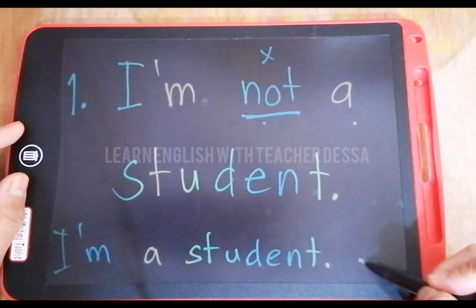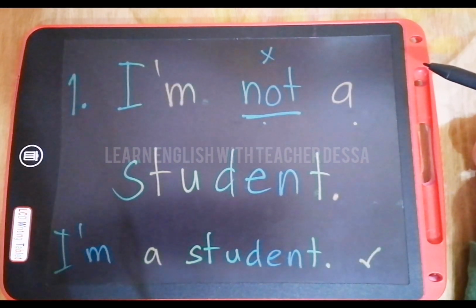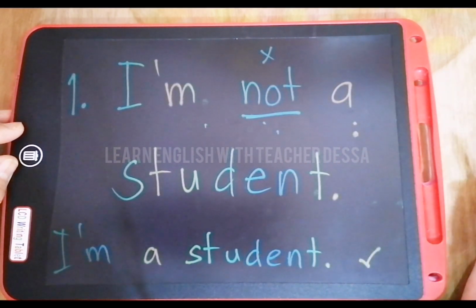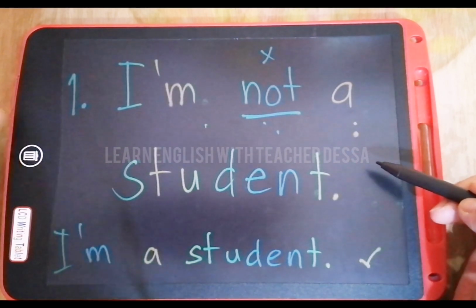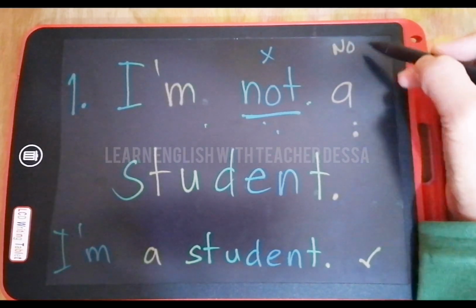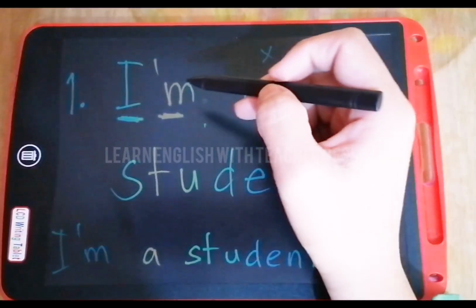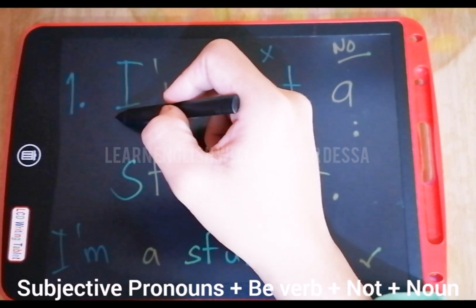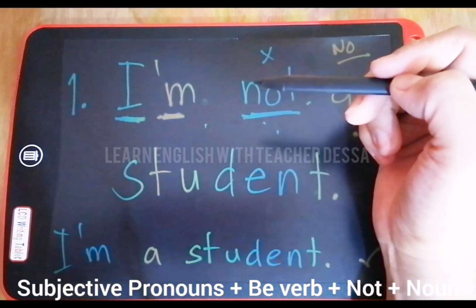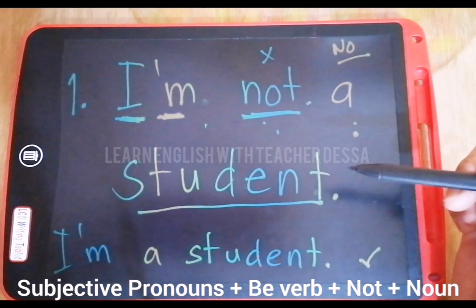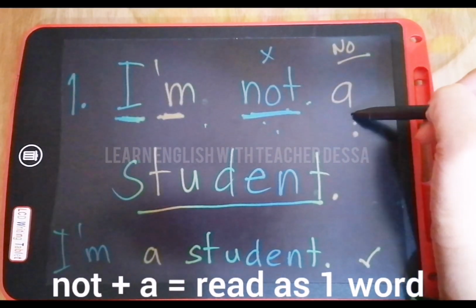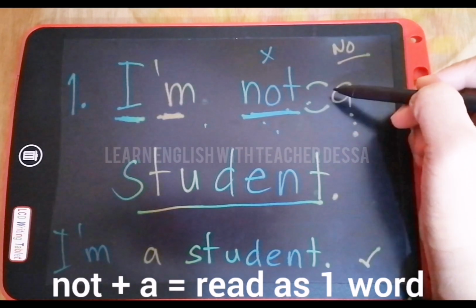I learn, I study. So if I say I'm not a student, it means no, I'm not a student because I'm a teacher. So the word not here, it just simply means no. Also, as you can see, we put the subjective pronoun with its be verb first before the word not. And then the noun. Another thing to remember is the word not plus the word a. We read them as one word too.